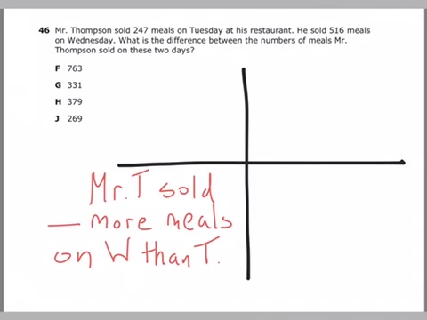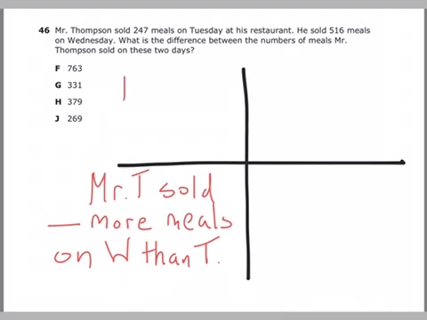To give an example, let's take a look at this problem. Mr. Thompson sold 247 meals on Tuesday at his restaurant. He sold 516 meals on Wednesday. What is the difference between the number of meals Mr. Thompson sold on these 2 days?